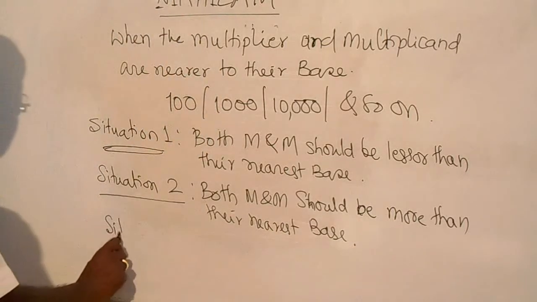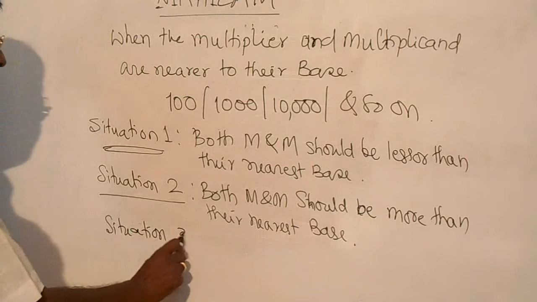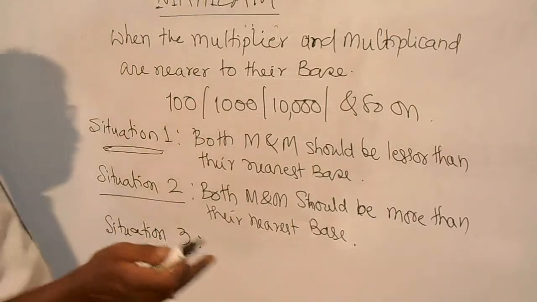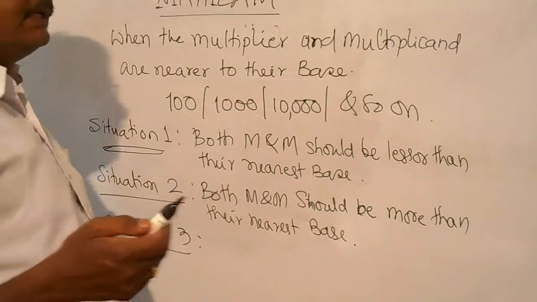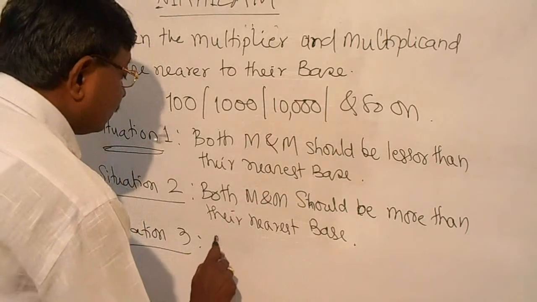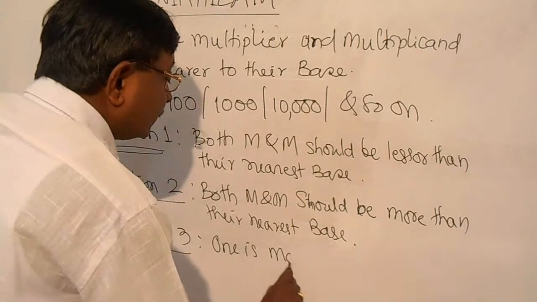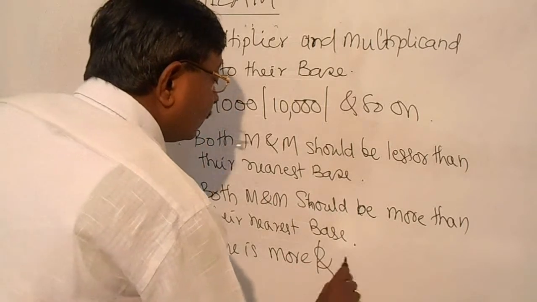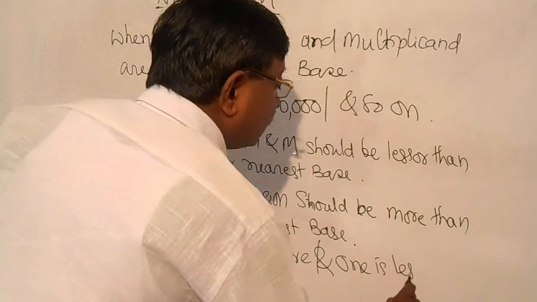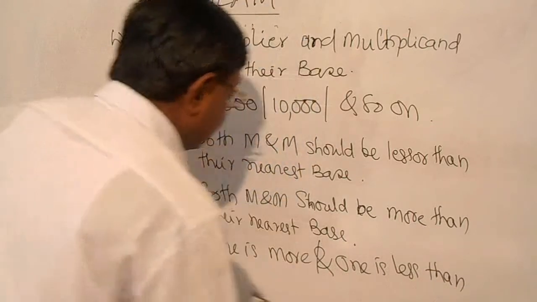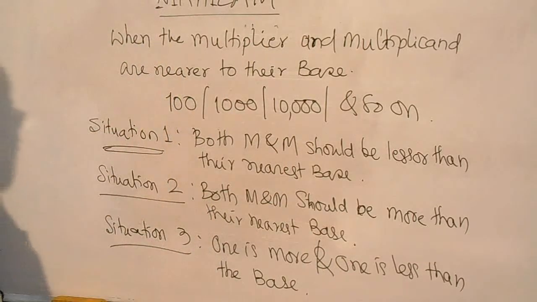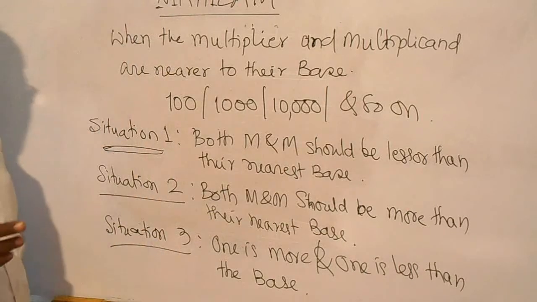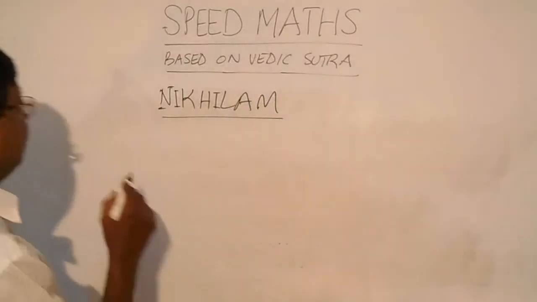And situation number 3: one of them, the multiplier or the multiplicand, is more than the base and the other is less than the base. In these three situations only we can make use of Nikilam for performing the multiplications. Now we'll see a few examples.